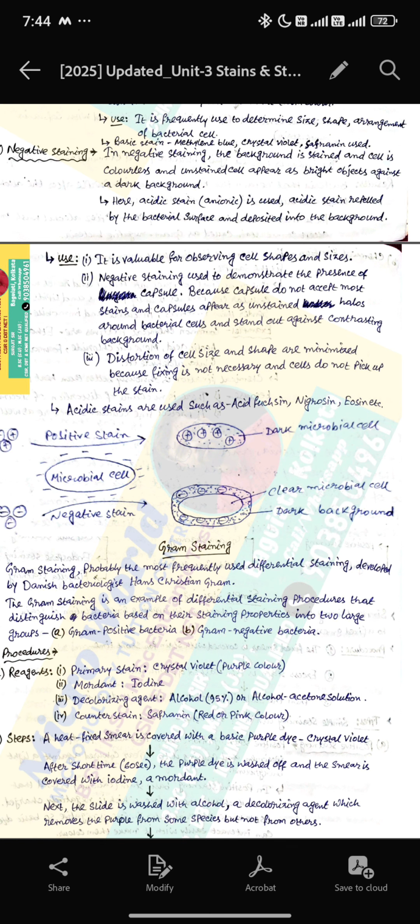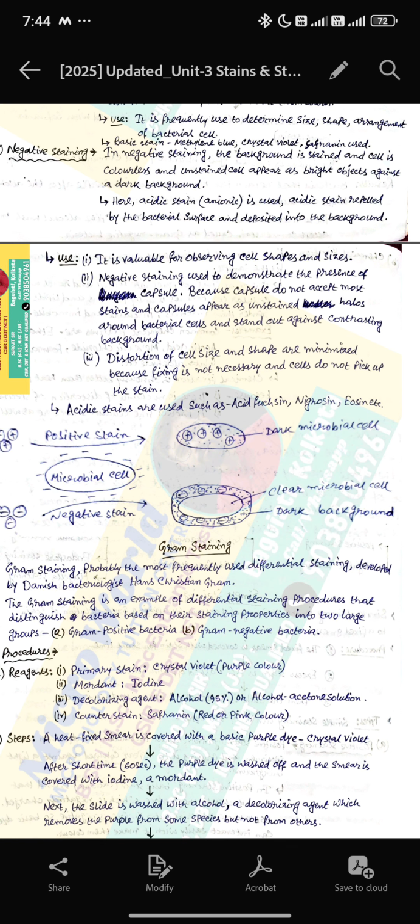It is valuable for observing cell shapes and size. It is mainly used for observing the shapes. Negative staining is used to determine the presence of capsule also, because capsules do not accept most stains and capsules appear as unstained halos around the bacterial cells.